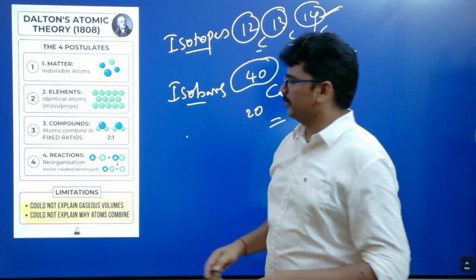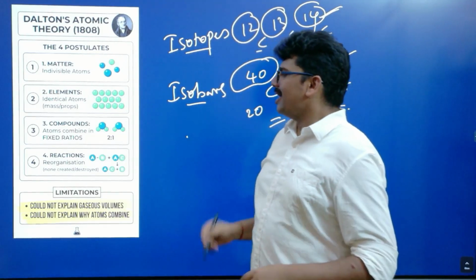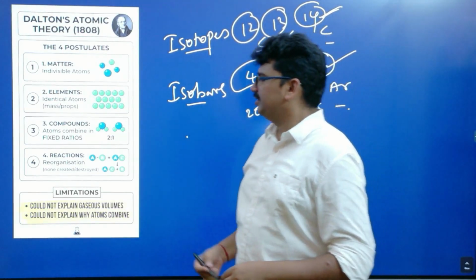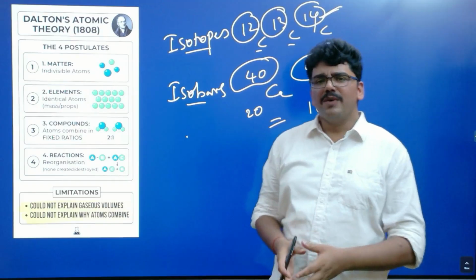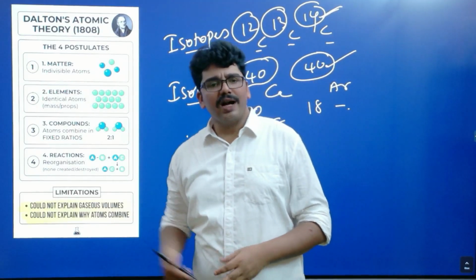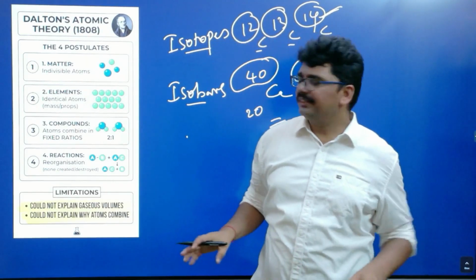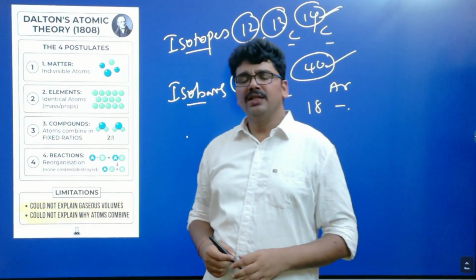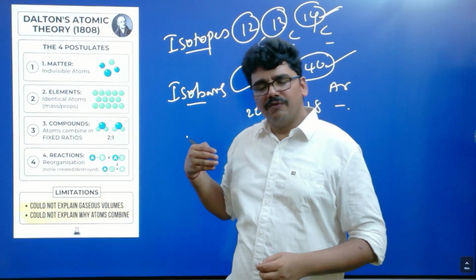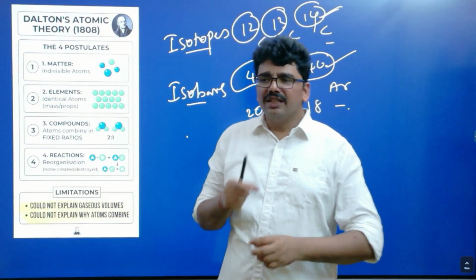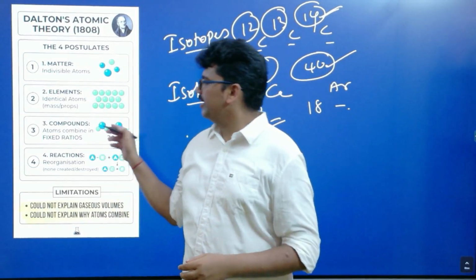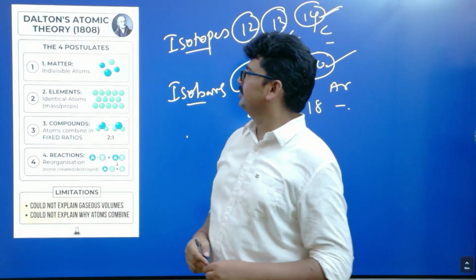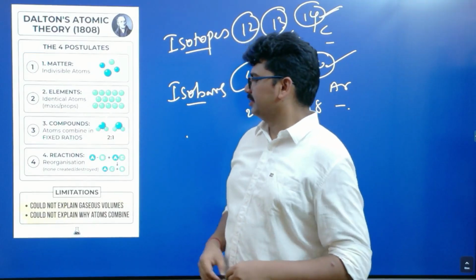Now coming to the third statement, compounds. Atoms combine in a fixed ratio to form compounds. So atoms combine in a definite ratio to give compounds. This statement is correct. But what is the limitation? Why are these compounds formed? What is the need to form compounds? That is not explained by Dalton's atomic theory. That is the limitation.